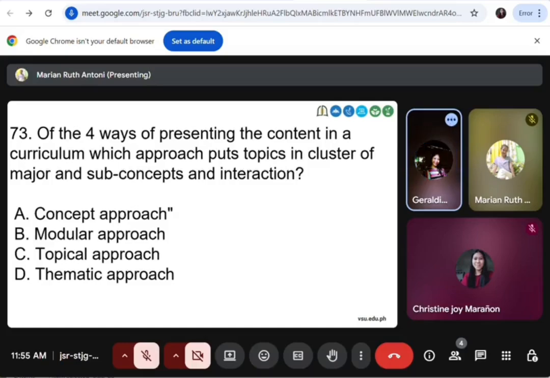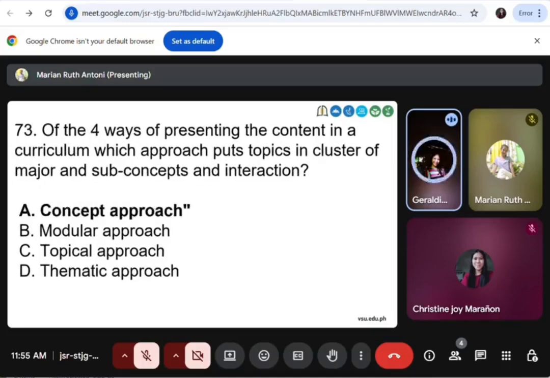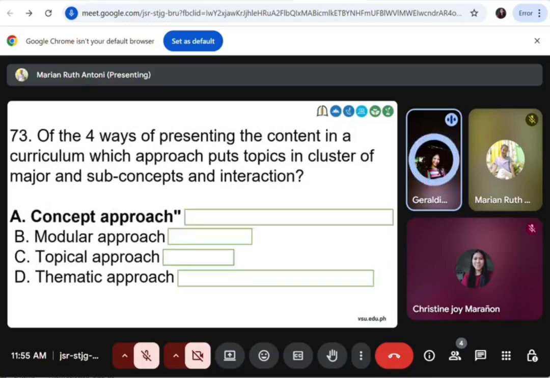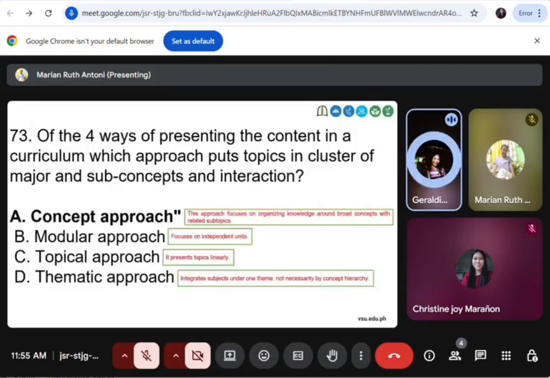The correct answer is letter A. Concept approach. It's because this approach focuses on organizing knowledge around broad concepts with related subtopics. Why not letter B, C, and D?